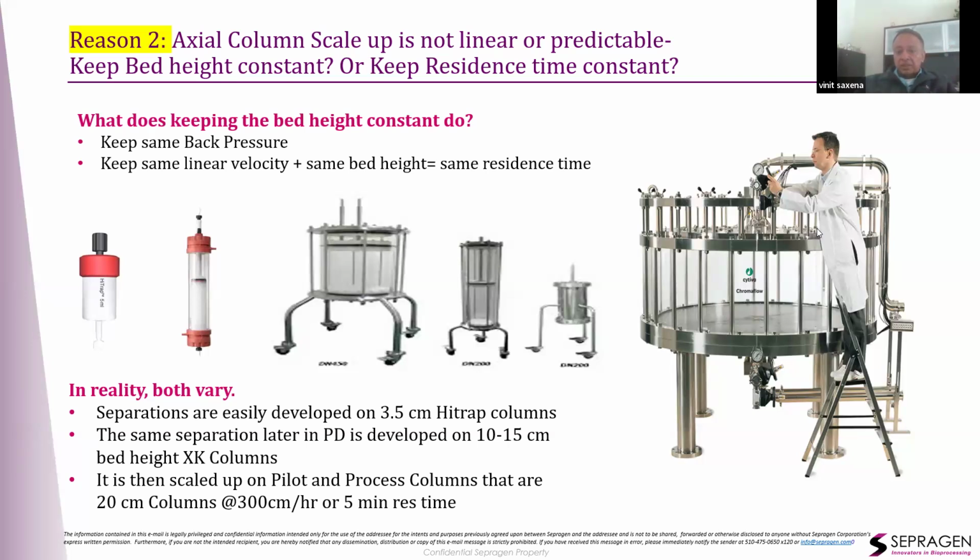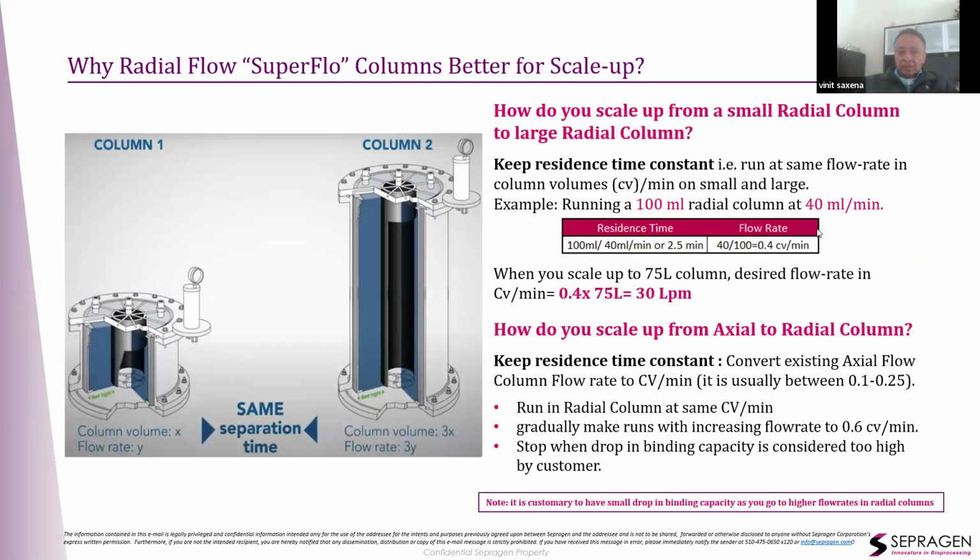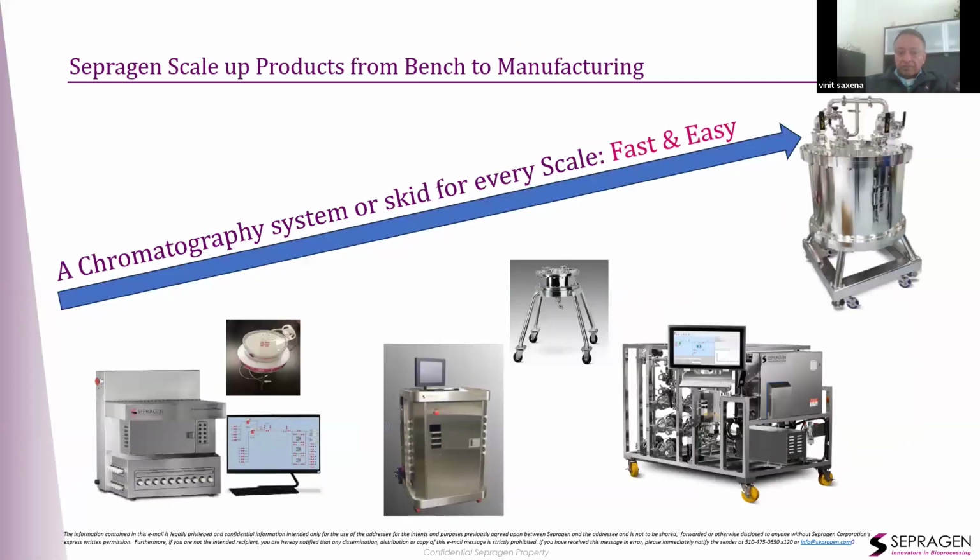You get precisely the same separation, the same back pressure, the same proportional flow rate, the same elution time, the same cycle time. Right? So this is what we are talking about here. How do you scale up on a radial flow column? You keep the residence time constant. So, on a small 100 mil radial flow column, you could be running at 40 mils a minute. When you scale up to a 75-liter column, you're running at 30 liters a minute. Okay, it's not so simple on a conventional column.